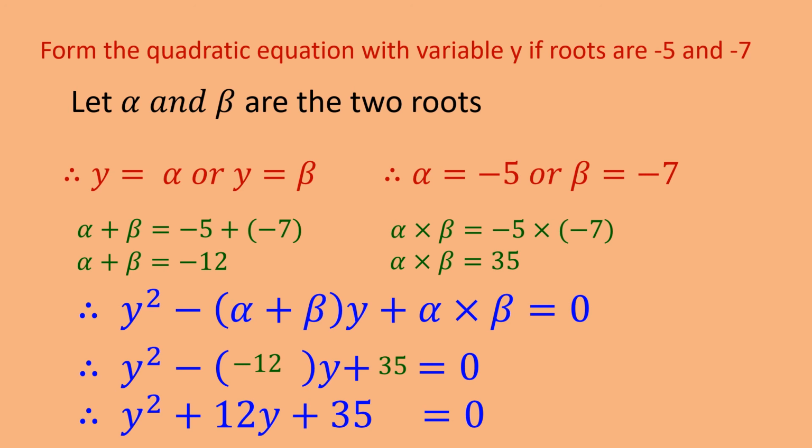So our quadratic term is y square, the linear term is 12y and the constant term is 35. The coefficient of the quadratic term is 1. The coefficient of the linear term is plus 12 and the coefficient of the constant term is 35.